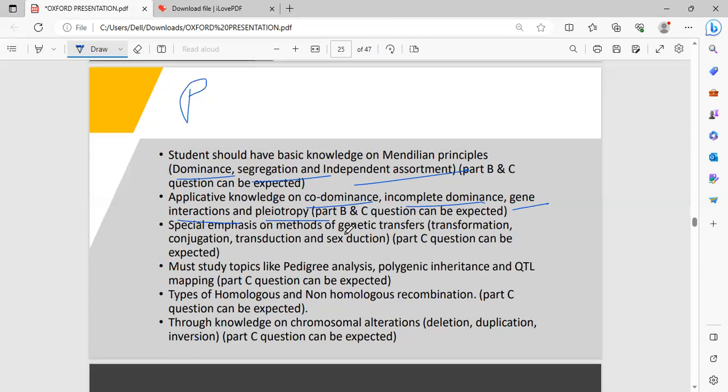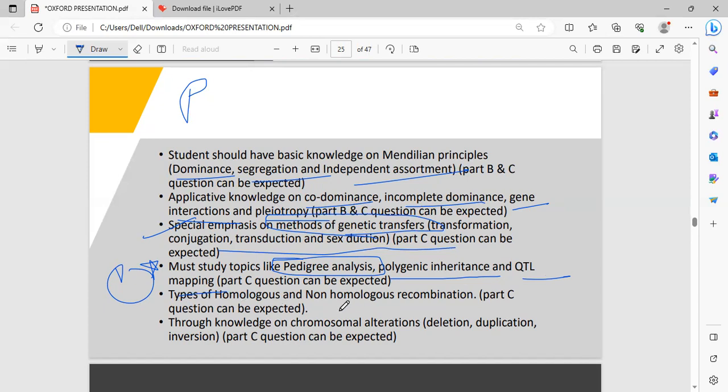After that, genetic transfers. What are the methods involved in these genetic transfers? That is conjugation, transduction, and sexduction. And next, mainly we have to focus on pedigree analysis. Every time they ask one question from this pedigree. And next, polygenic inheritance and QTL mapping.